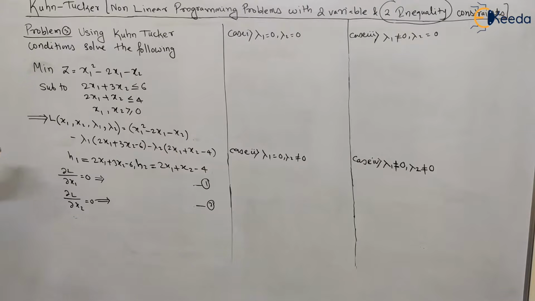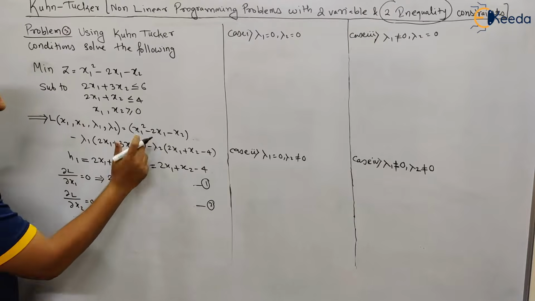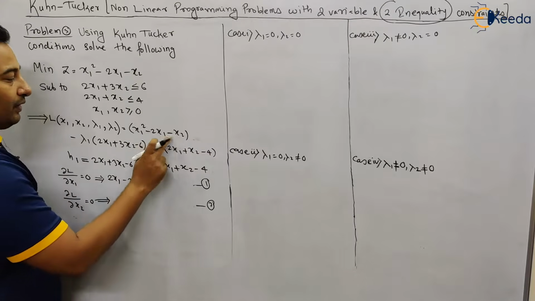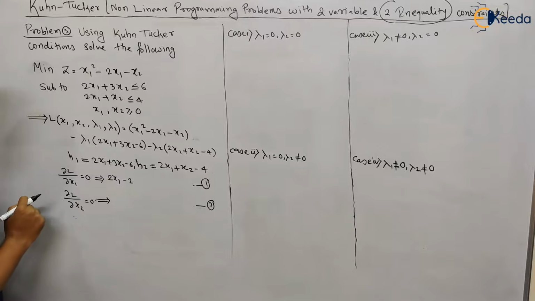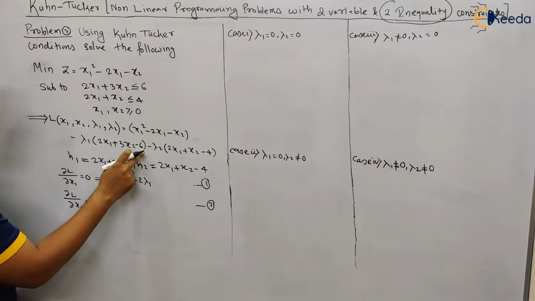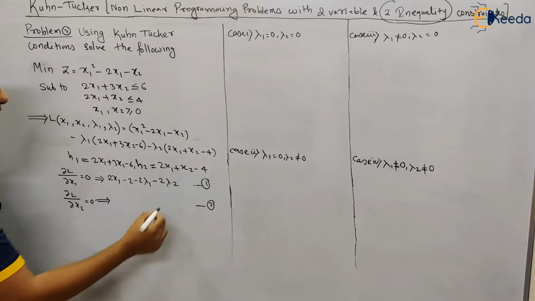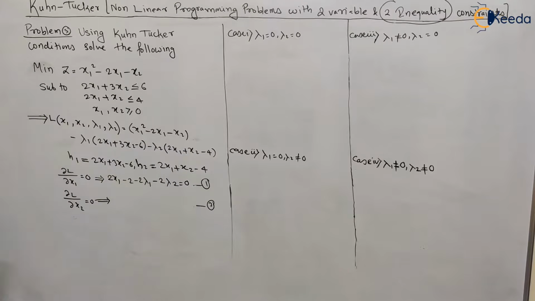Dou L upon dou x1, let us find it out. This will be 2x1 minus 2. With respect to x1, if you are differentiating, this will be minus 2 lambda 1, and here it will be minus 2 lambda 2, equal to 0.